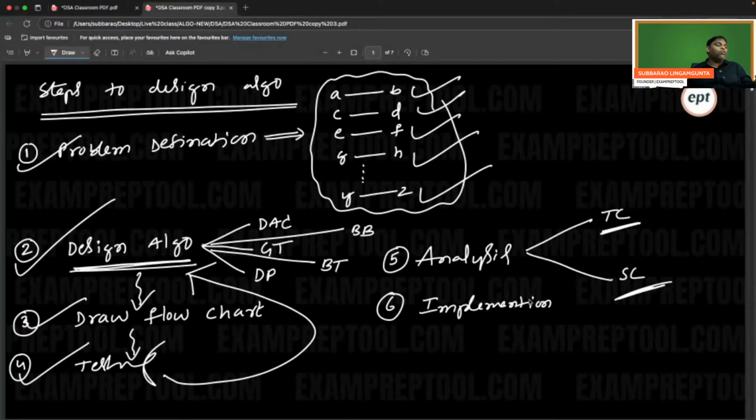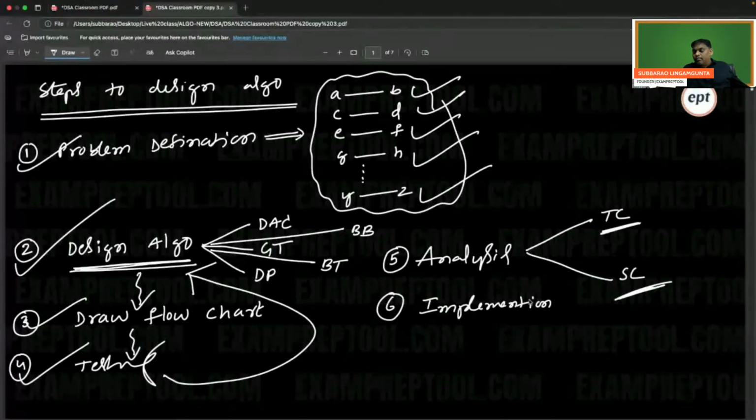I think sliding window, okay. This problem can be solved using, I think, divide and conquer, okay. This problem can be solved using dynamic programming. So what I mean to say is, after understanding the problem, please see how many patterns are there. To be frank, the main templates, the main designing techniques are divide and conquer, greedy technique, dynamic programming, backtracking, branch and bound.